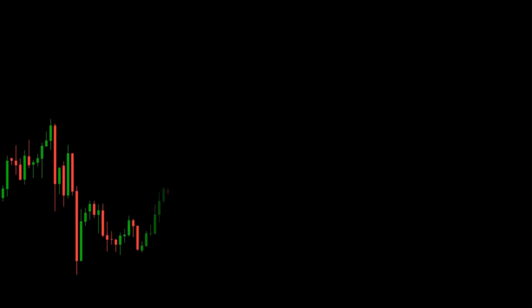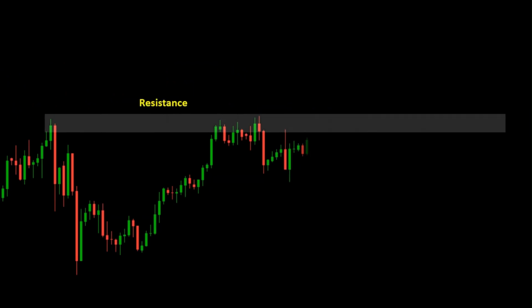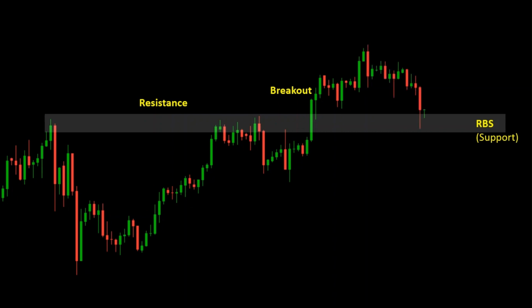In the next example, the price broke above the resistance, which subsequently turns into a support level, commonly referred to as an RBS, or resistance becomes support level. At this stage, we wait for a pullback to the RBS level. If there is any confirmation or evidence of buying pressure at this level, it becomes our entry signal for a buy position. This setup offers a high probability opportunity for the market to move upward from our entry point.